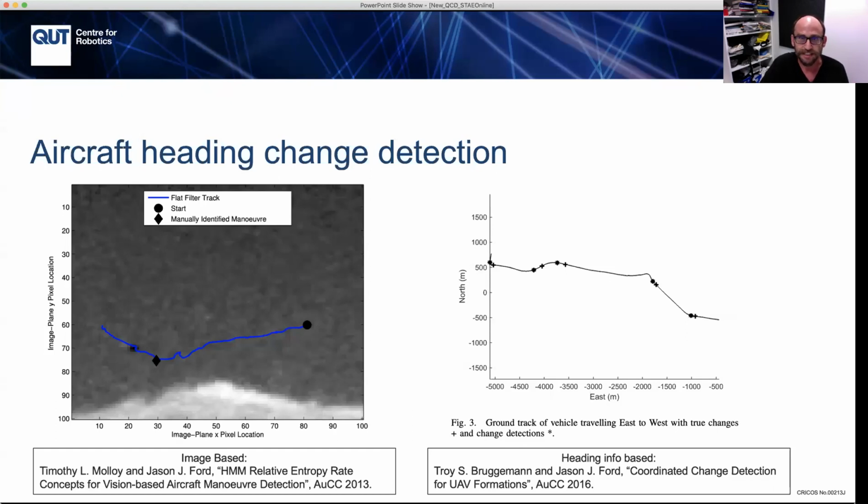I've looked at doing this a couple of different ways. With Troy Bruggeman, we had access to heading information directly from the platform, and we looked at quickest change detection off that information. And with Kim, we looked at how you might use measurement information from an image sensor to detect when the heading of the aircraft changed.